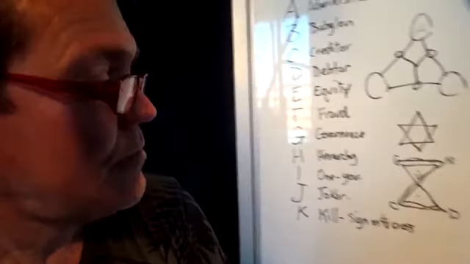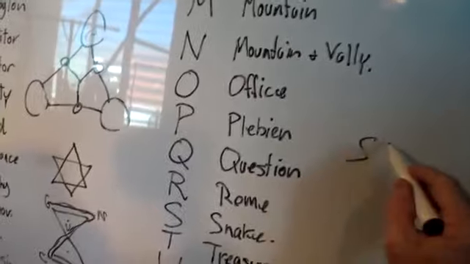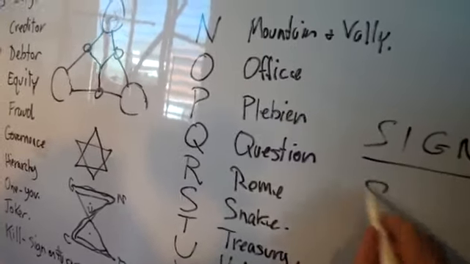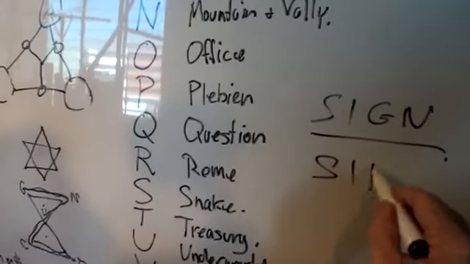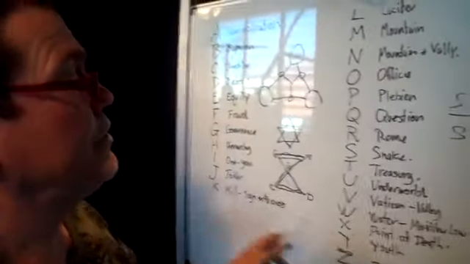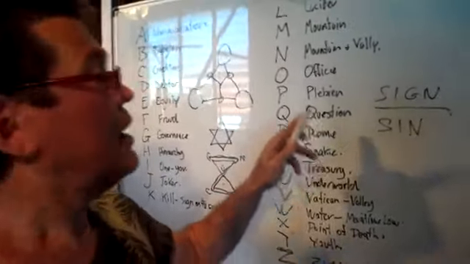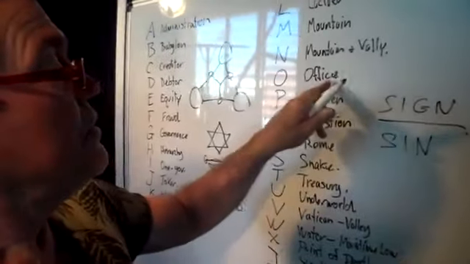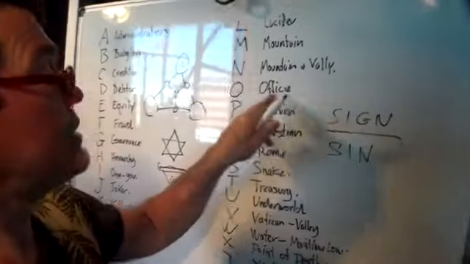Now, S-I-G-N, and then S-I-N. Now when you use this code, and you can use this with quite a lot of words, just let's do office for a start.